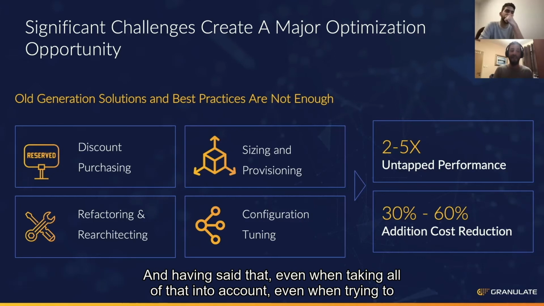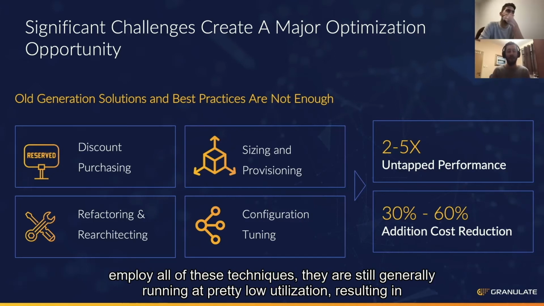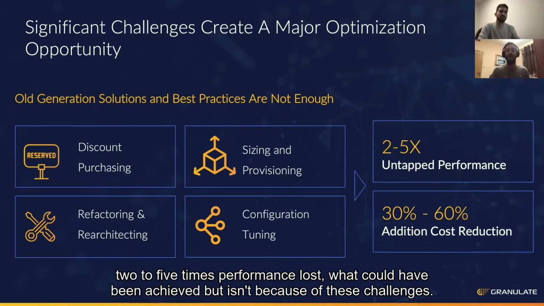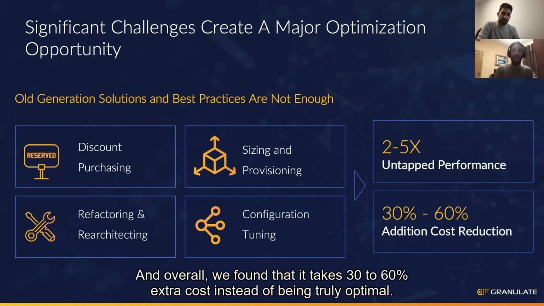And having said that, even when taking all of that into account, even when trying to employ all of these techniques, they're still generally running at pretty low utilization, resulting in 2 to 5 times performance lost, what could have been achieved but isn't because of these challenges. And overall, we found that it takes 30 to 60% extra cost instead of being truly optimal.